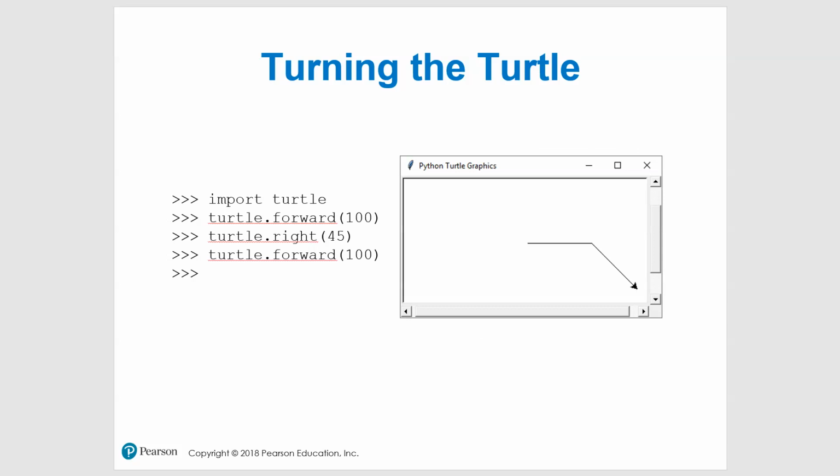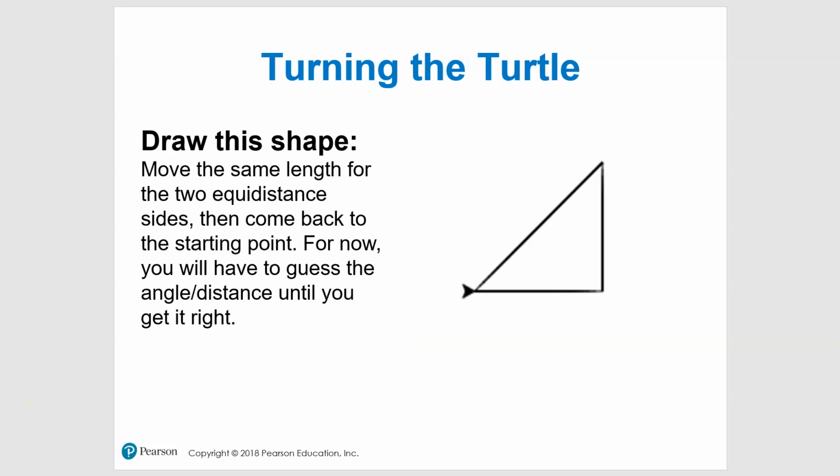Same kind of thing with this. Actually, I just did this one. So I went forward, to the right 45 degrees, and then forward again. Okay, so see if on this next one, you can draw this shape.